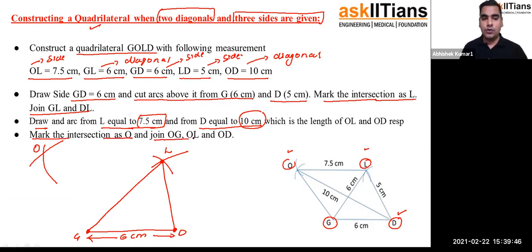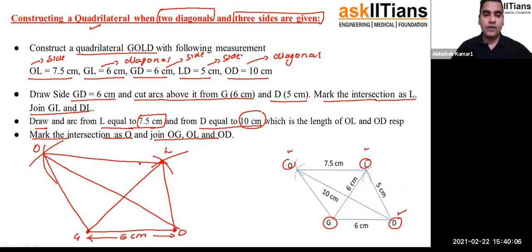Then you need to join OG, OL, and OD. So join OG by using a scale. Join OL using a scale, and join OD using a scale. So when you do that, you will automatically get the required quadrilateral, GLOD, where we were provided the length of three sides. We were provided the length of GD, which is equal to 6 centimeter. You were provided the length of LD, which is equal to 5 centimeter. You were provided the length of OL as well, which is equal to 7.5 centimeter.